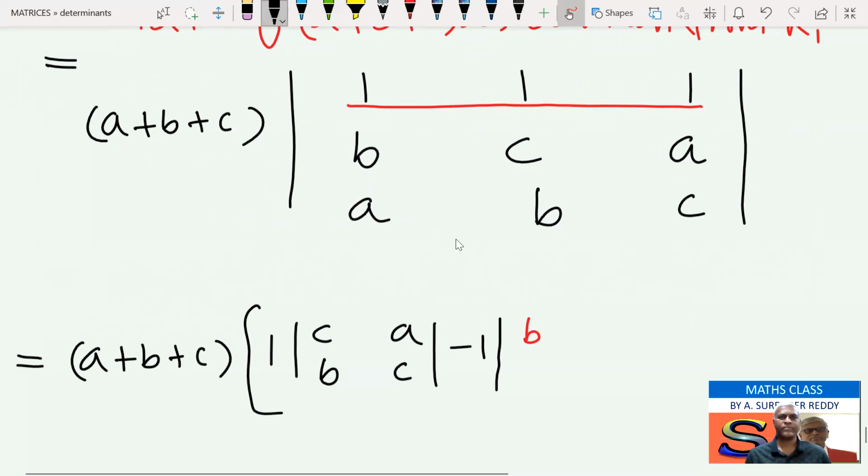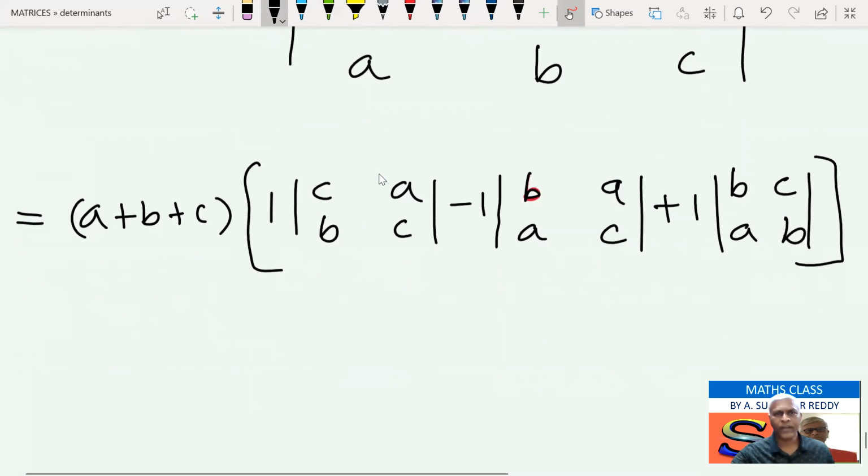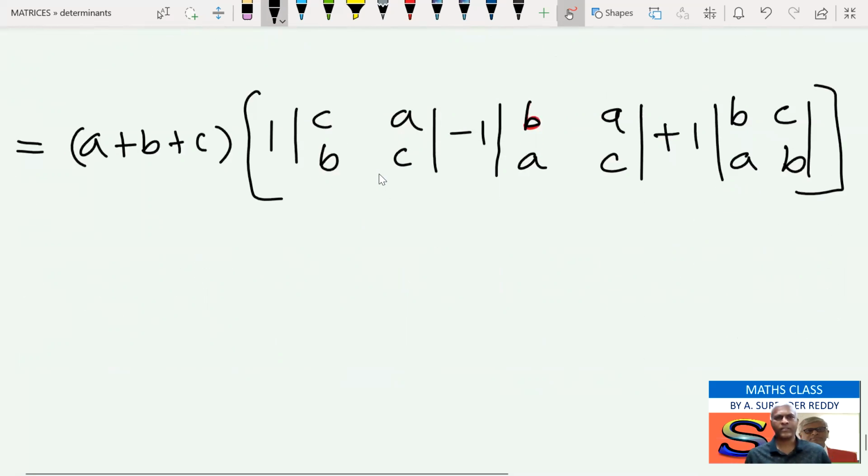This BA and AC, 4 numbers, and 1 into eliminating AC and take the remaining 4 numbers, BC, AB. So BC, AB, 4 numbers. So leaving the column below that element and take the remaining 4 elements. So this is the procedure how to find the determinant of a 3x3 matrix.